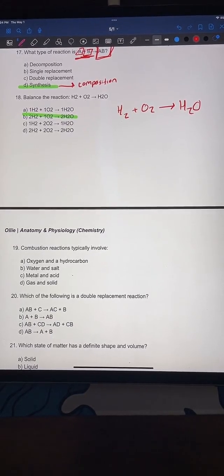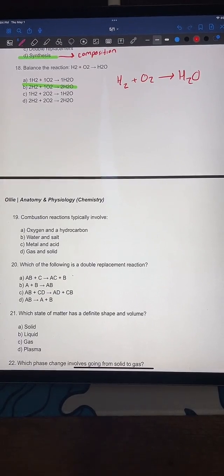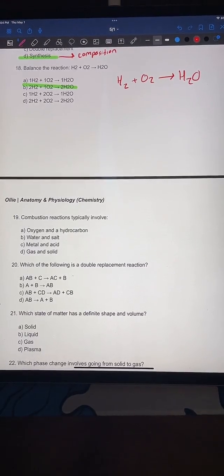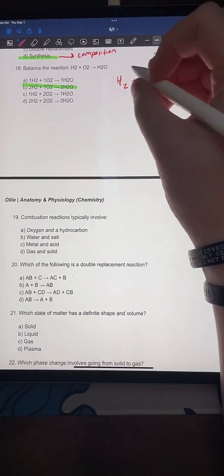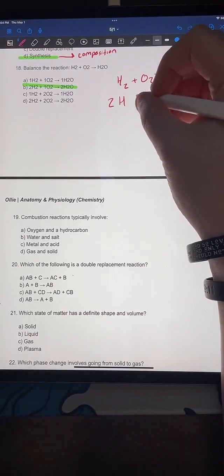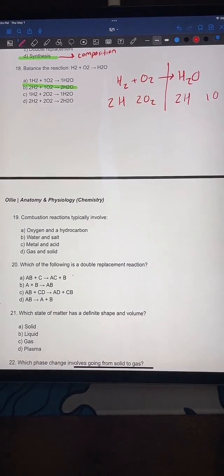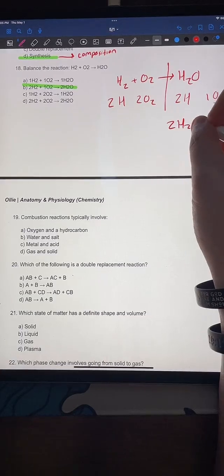So there would be too many oxygens in the D. For the reactants here, you need 2 oxygens. So count out how many atoms are on each side. Over here you have 2 hydrogens and 2 oxygens. On this side you have 2 hydrogens, but you only have 1 oxygen. So to get 2 oxygens, you have to multiply the water by 2. So now you have 2 H2O.